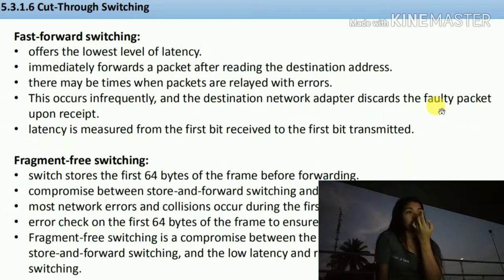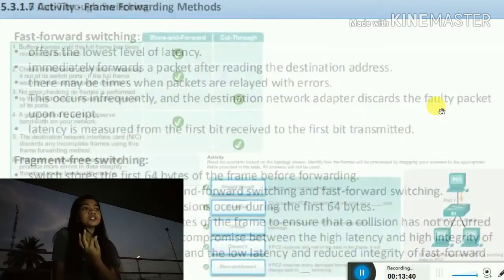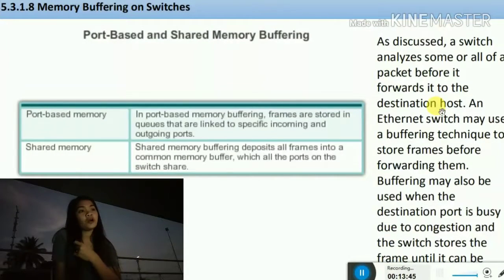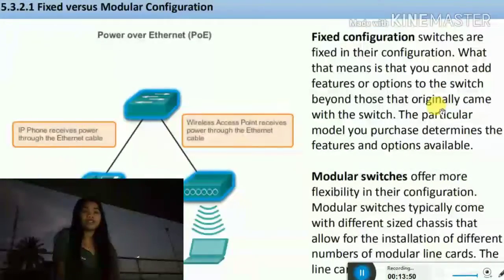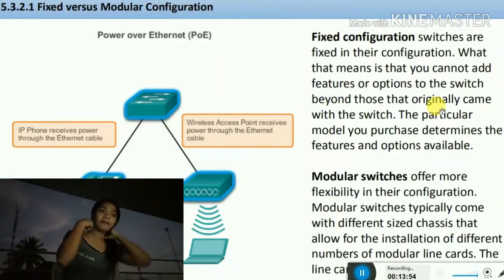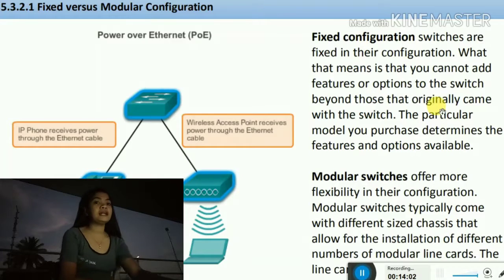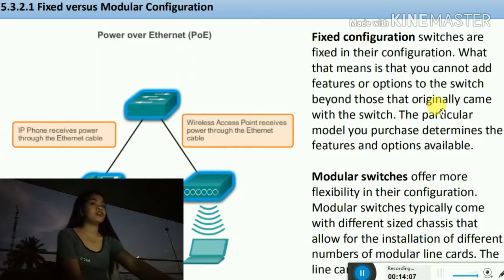Fixed versus modular configuration. Fixed configuration switches are fixed in their configuration. What that means is that you cannot add features and options to that switch beyond those that originally came with the switch. The particular model you purchase determines the features and options available. Modular switches offer more flexibility in their configuration. Modular switches typically come with different sizes of chassis that allow for the installation of different numbers of modular line cards.